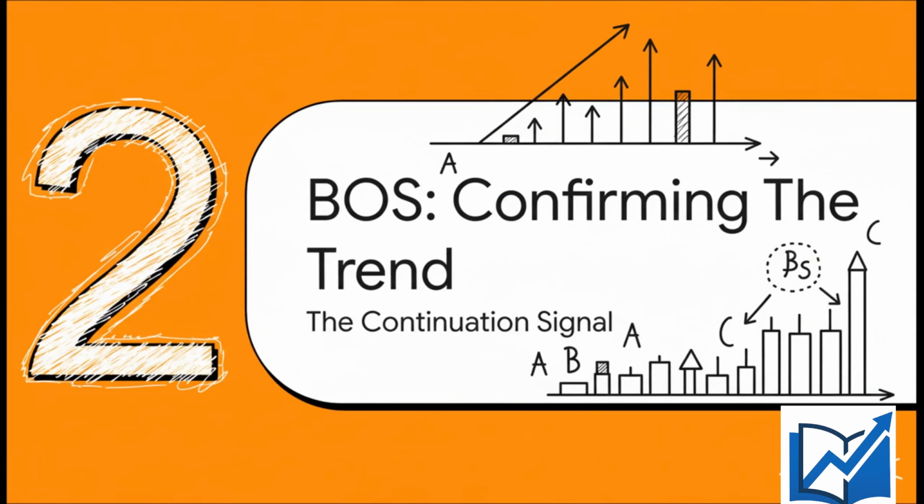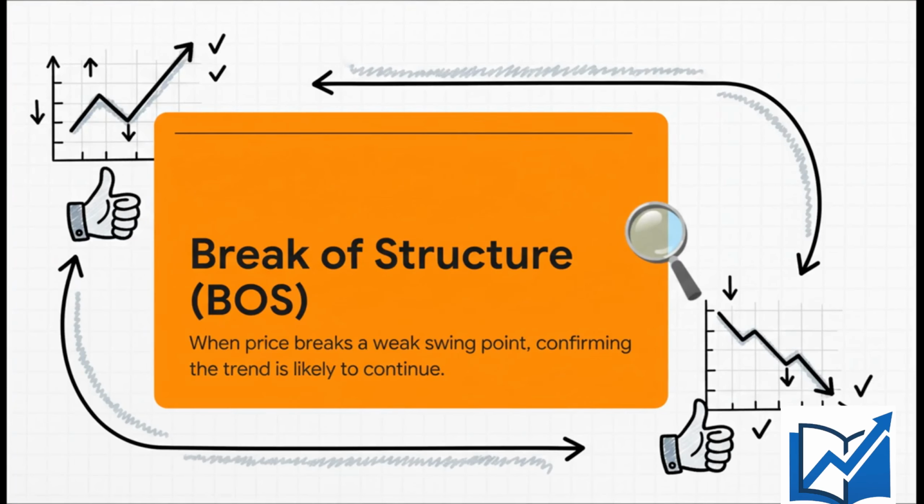All right, so now we get to learn our first word in this new language, the break of structure, or what traders just call BOS. So if market structure is the alphabet, think of BOS as the signal that tells you, hey, the story is continuing just like we thought it would. A break of structure happens when price does exactly what we're expecting it to do in a trend. It breaks through one of those weak points we just talked about. So in an uptrend, it's going to break the last high. In a downtrend, it breaks the last low.